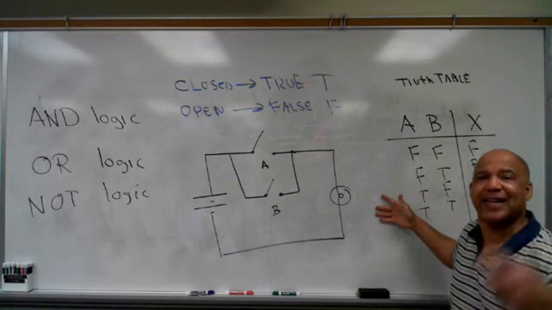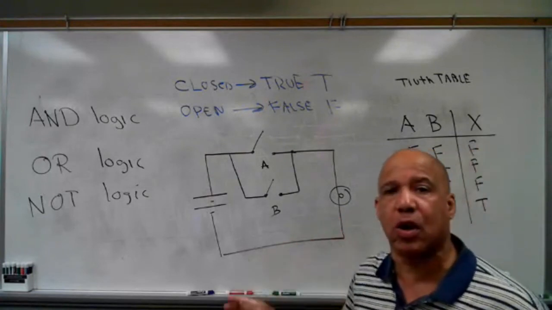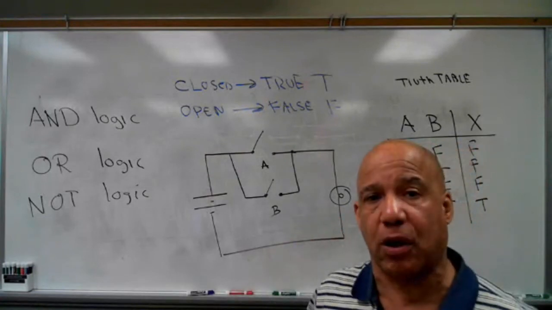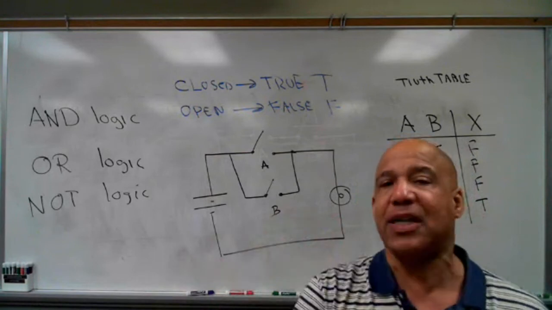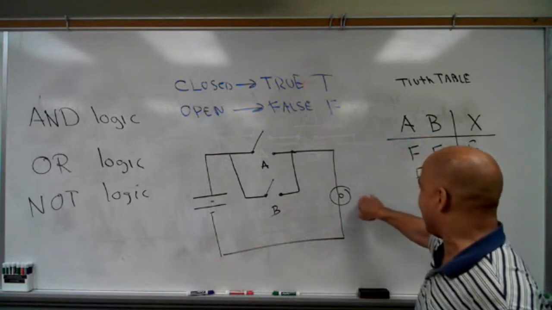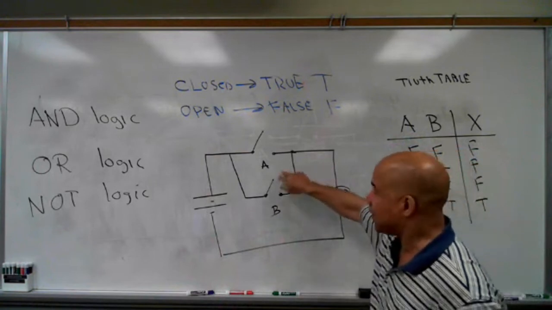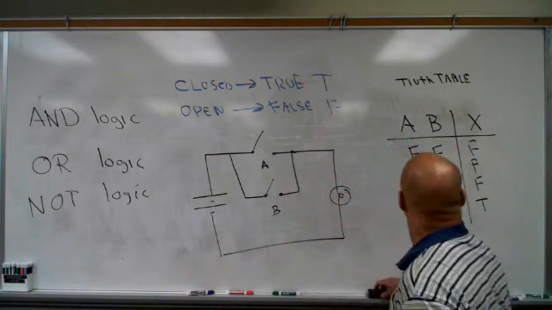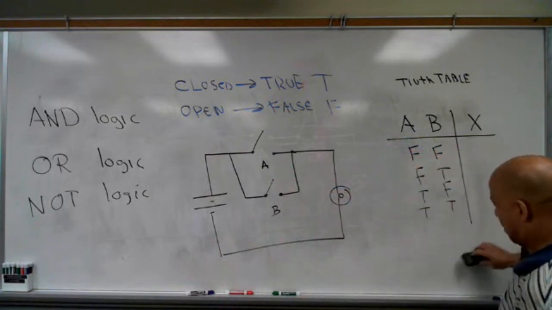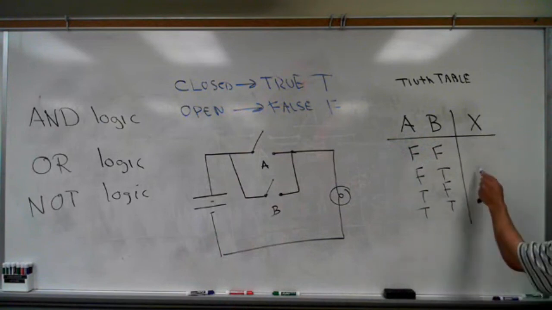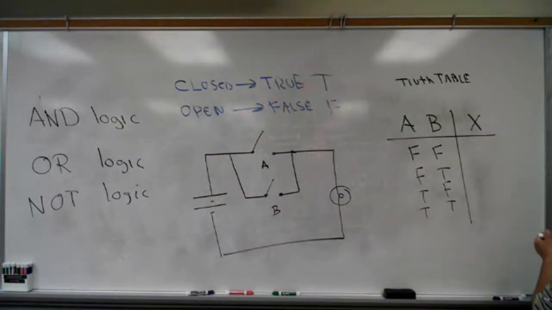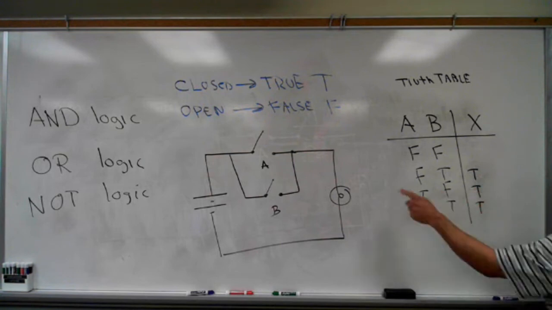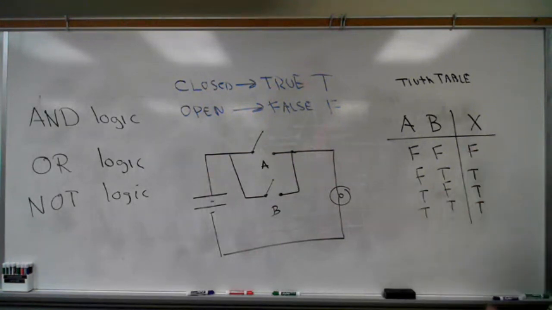The light bulb will light up. And if any switch is closed or both switches are closed, the light bulb will light up. The only time that light bulb, that output, will not get power is if both switches are open. So my truth table here, this is true, this is true, this is true. The only time that's false is right there. And that's OR logic.